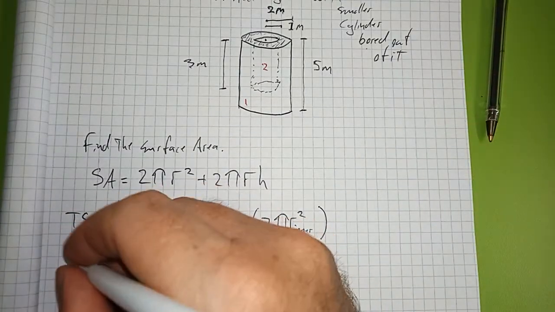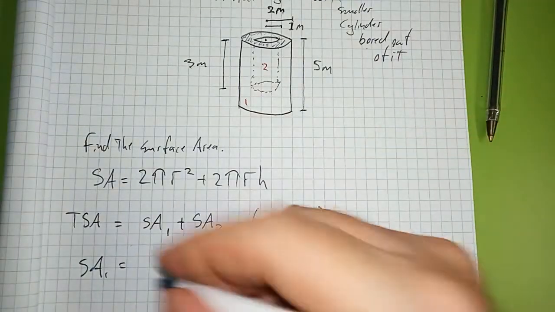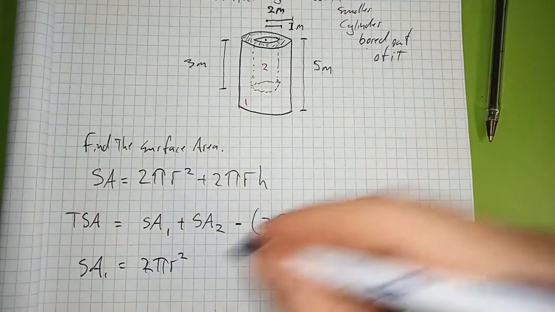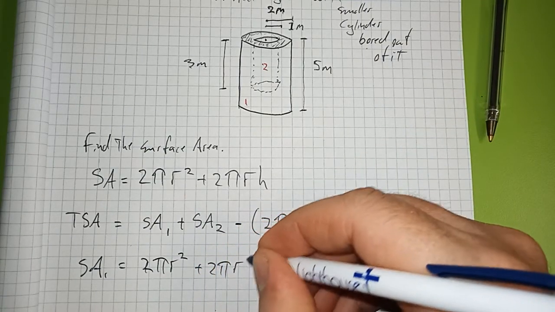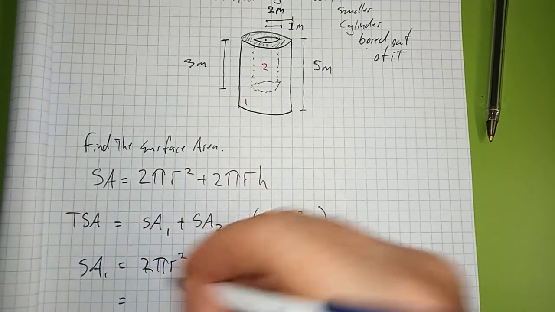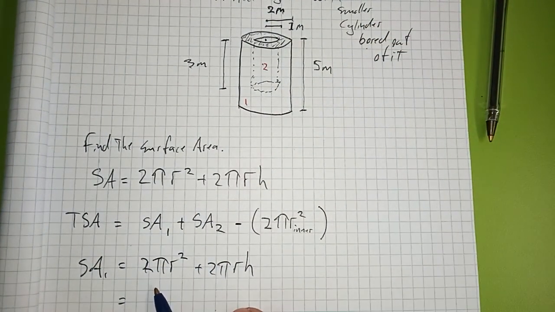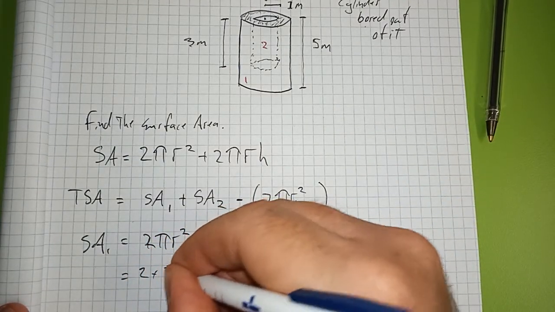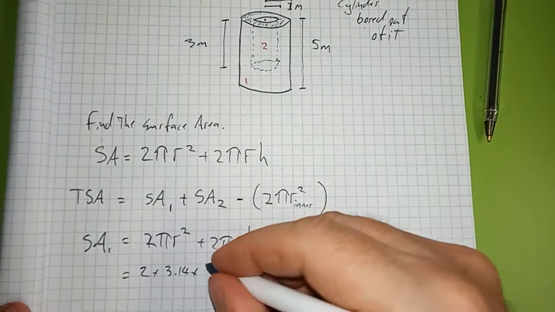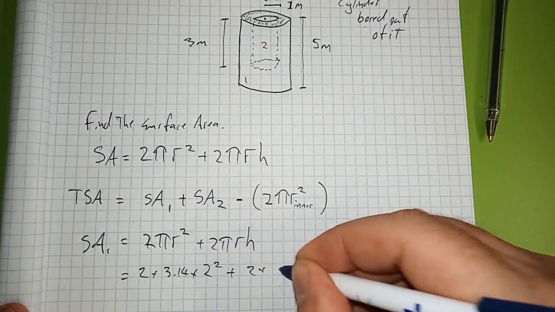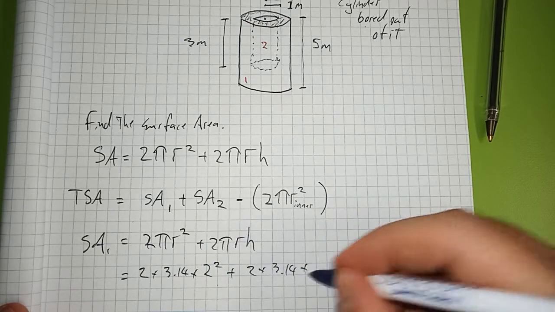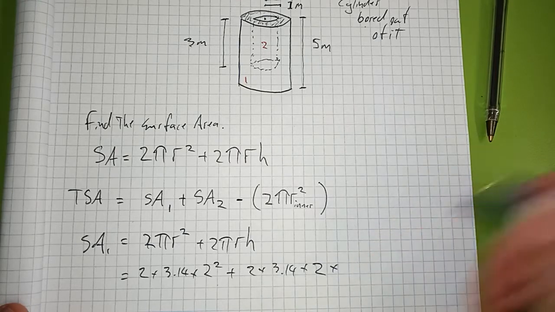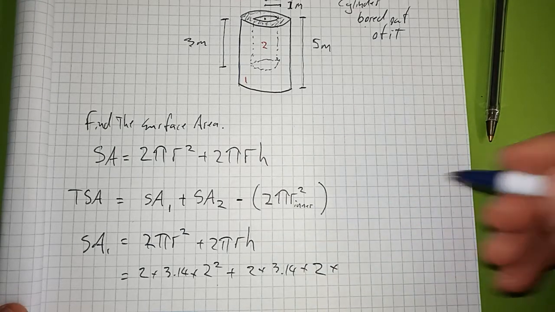Okay, so surface area 1 equals 2 pi r squared plus 2 pi rh. I'm going to use the r for the outer and everything. So 2 times 3.14 times outer radius 2 squared plus 2 times 3.14 times 2 times h, which is 5.